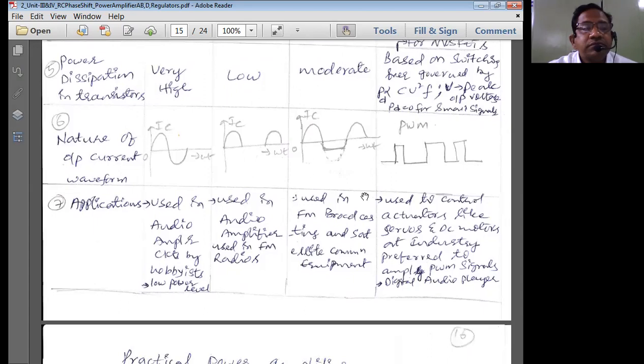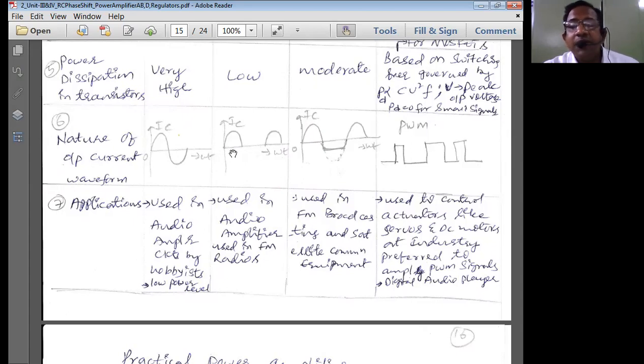Okay. Now, what about the nature of the output current waveform? This is what the differences are based on the firing angle. How can we say the firing angle is 360 degrees? It is due to the nature of the output current waveform that we speak about the firing angle. That means if the output current is flowing for the entire 360 degrees of the input signal, we say that the firing angle is 360 degrees. Therefore, the complete waveform of the input is simply being transmitted to the transistor circuit.